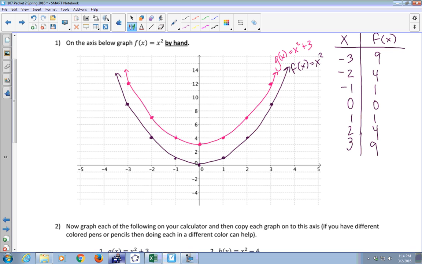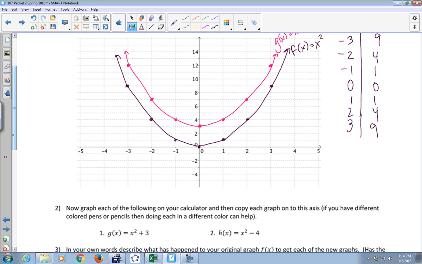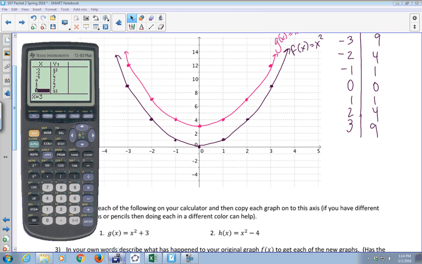And then if I want to graph x squared minus 4, any conjectures about what it's going to look like? Any guesses? It's going to translate 4 units down. Yeah. Let's just verify that on our calculator. So I go to y equals, instead of x squared plus 3, I want minus 4. And I graph it, and you can see it did move down.